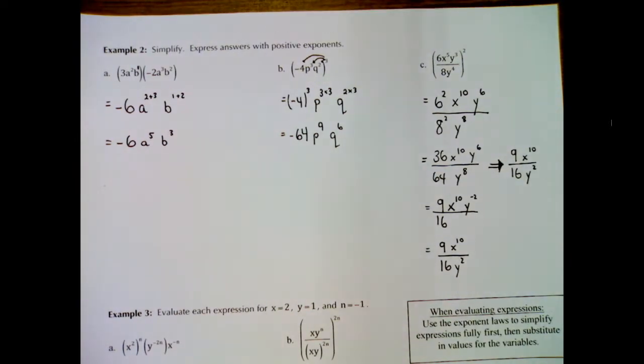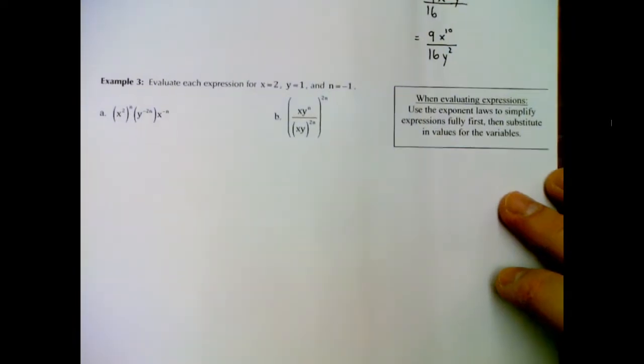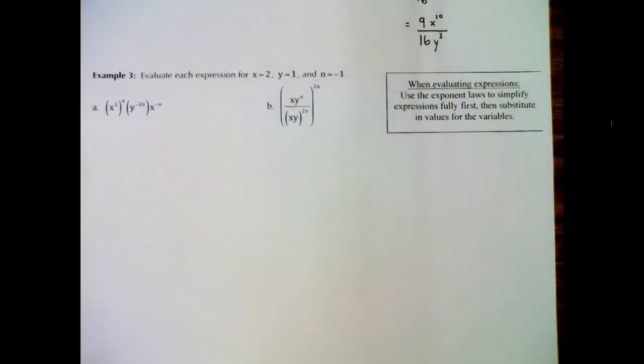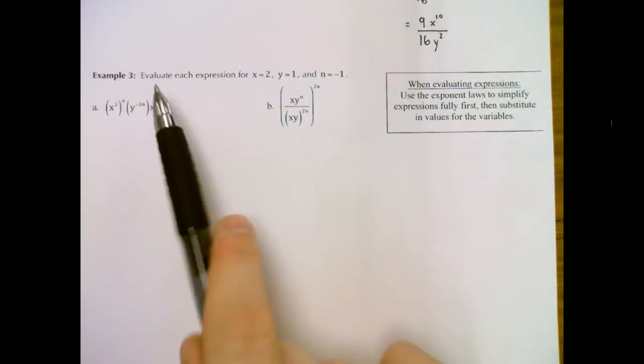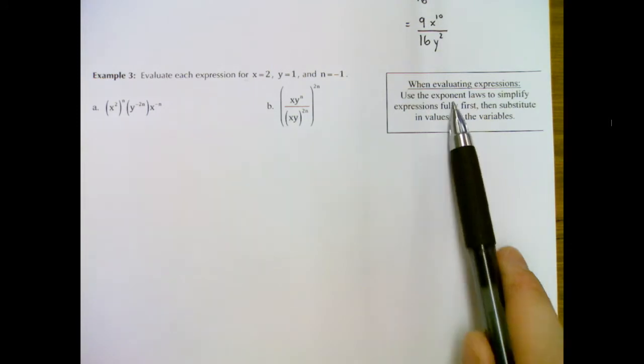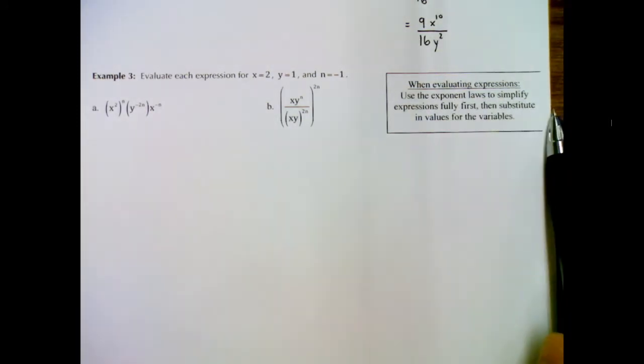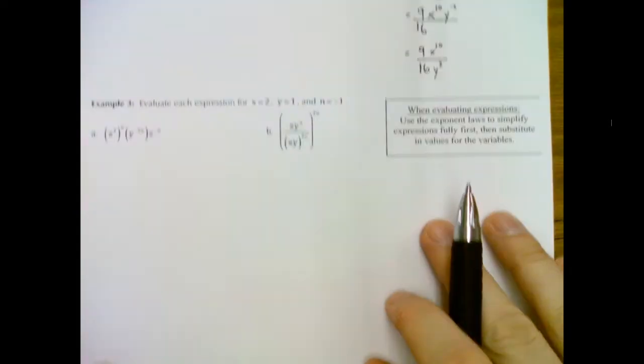All right. 2 more, actually 1 more. I'm going to get you to try the second one on your own. This time we're asked to evaluate. If you're asked to evaluate and you have complicated exponents, you should use the exponent laws to simplify the expression fully first, then substitute. So that's what we're going to do.